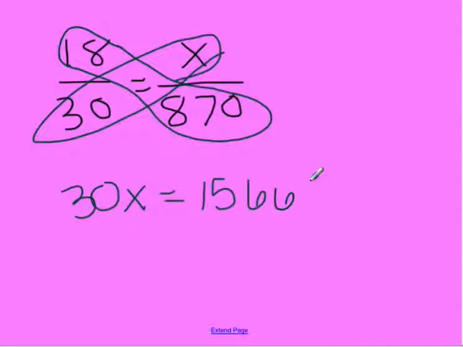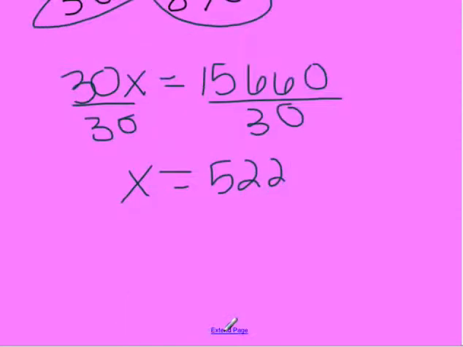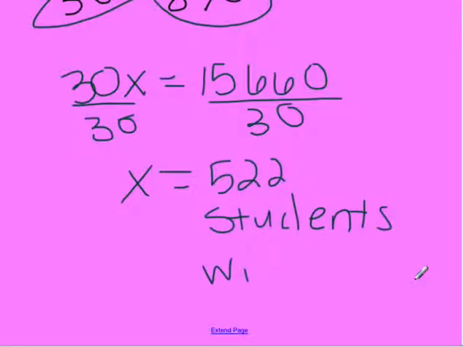15,660. So now I need to solve this for X. I'm going to divide both sides by 30, and then I get that X is equal to 15,660 divided by 30, which is 522. Now we need to put a label on it. What does that 522 represent? Well, it represents students with iPads. So there's 522 students with iPads. Okay, so that's your answer for number 9.